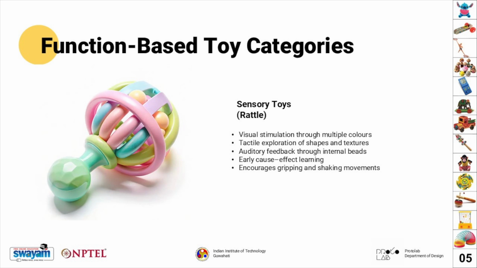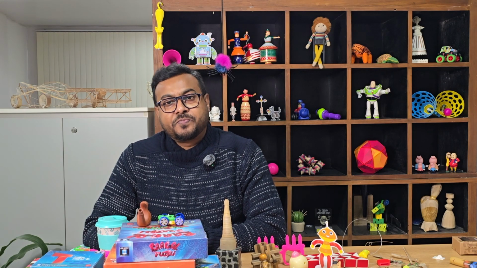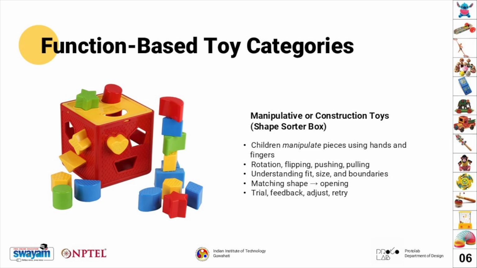These tiny beads inside make a sound when the child moves it, shakes it. The sound becomes one of the earliest lessons in cause and effect. When I move it, something happens. Second is manipulative or construction toys. Manipulative or construction toys invite children to move their hands, to twist, turn, stack, open, close.